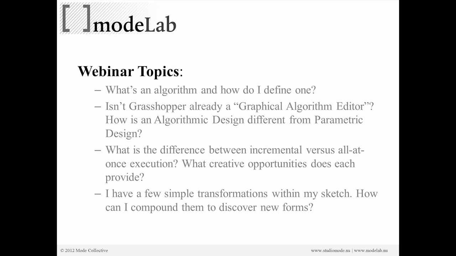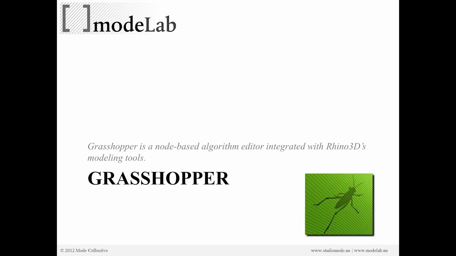And we'll be spending a lot of time talking about this particular set of topics, because really that's the key to thinking algorithmically, thinking parametrically, and what the differences are and the creative frictions that might emerge from either of those approaches. And lastly, I have a few simple transformations within my sketch. How can I compound them to discover new forms? So defining things very simply, and then layering them up so that we can discover the aggregate or cumulative result. It's really interesting stuff for today.